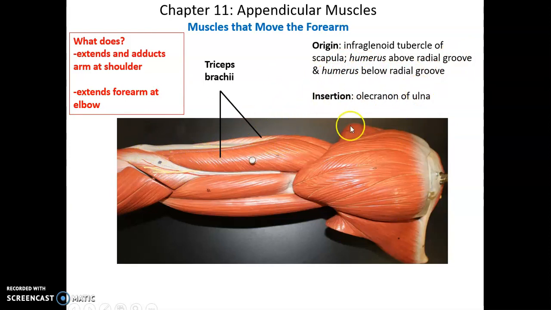What does it do? Well, it's crossing two joints, the shoulder joint and the elbow joint. So it extends and abducts the arm at the shoulder joint and extends the forearm at the elbow joint.